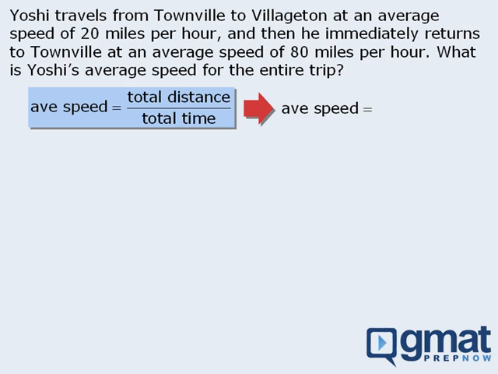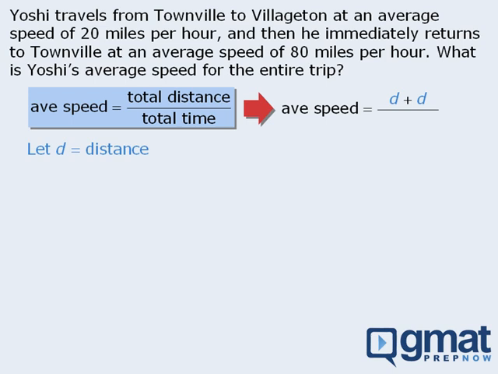Now, the question does not tell us the distance between the two towns, and we are not given any information about travel times. So it seems that there is no way to determine the required distance here. Given this, let's let D represent the distance between the two towns. This means the total distance traveled will equal D, the distance from Townville to Villageton, plus another D to represent the distance traveled on the return trip.